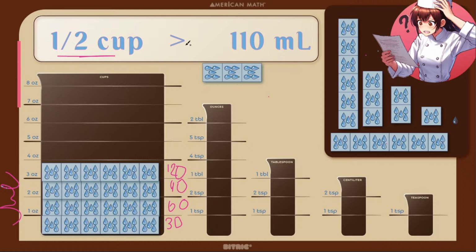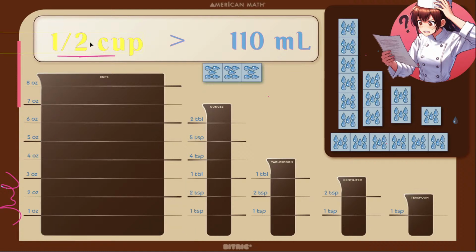That is so messy, but that's okay. So 1/2 of a cup is greater than 110 milliliters. Spot on. All right, let's keep on going. We'll do a couple more.